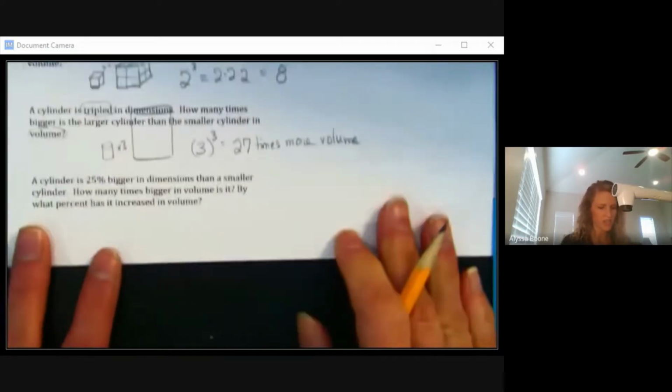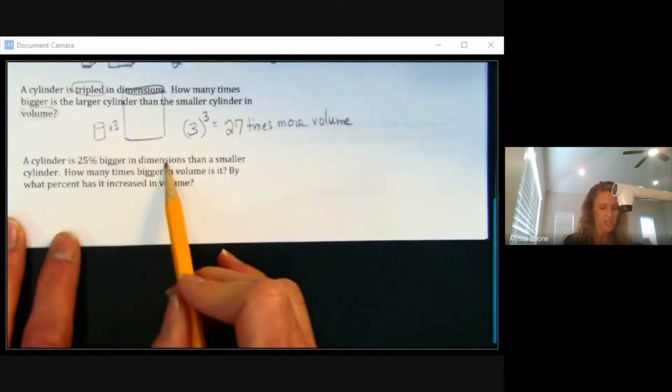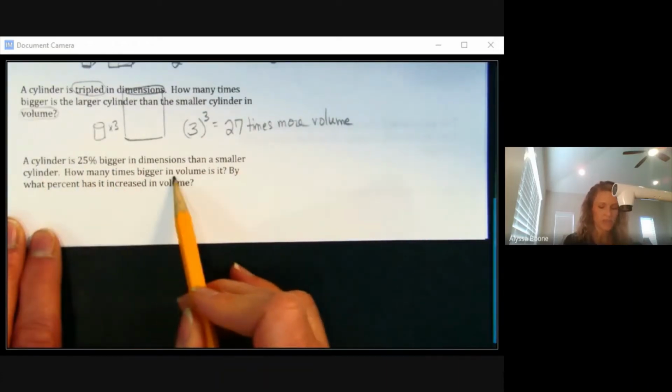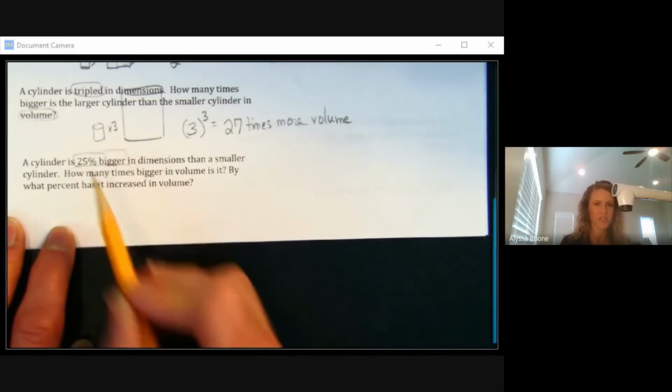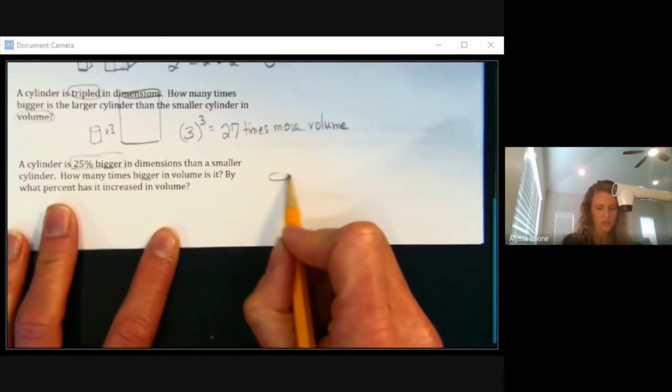All right, let's do another cylinder. A cylinder is 25% bigger in dimensions than a smaller cylinder. How many times bigger in volume is it? Okay, now let's think about this. If it's 25% bigger, that means, let's draw a little cylinder.